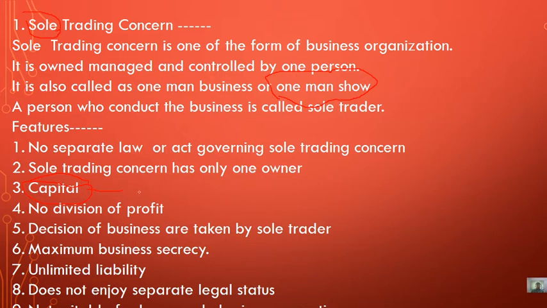So compared to all these forms of business organization, that is partnership firm, joint stock company, joint family business, cooperative society, not for profit organization, the availability of capital for sole trading concern is limited. That is limited capital accumulation.